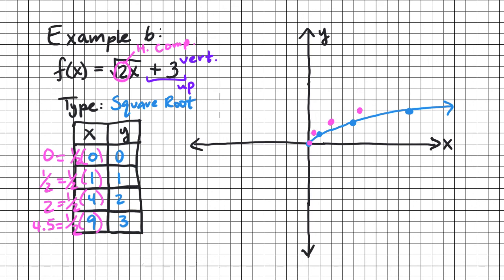Okay, and then the last thing is to move all these points up 3 units. So 1, 2, 3. 1, 2, 3. 1, 2, 3.